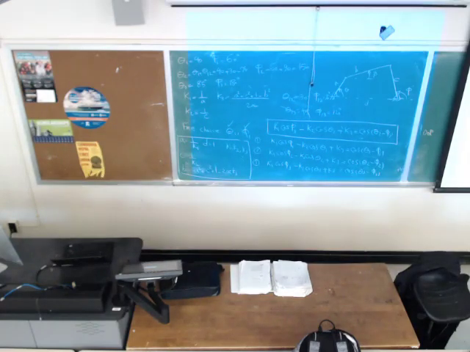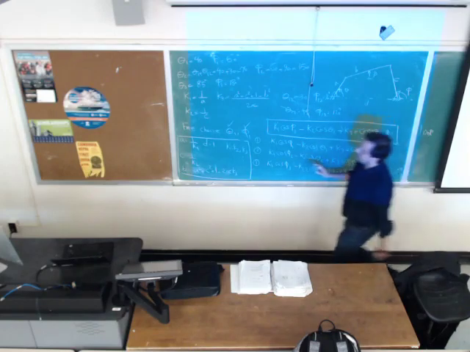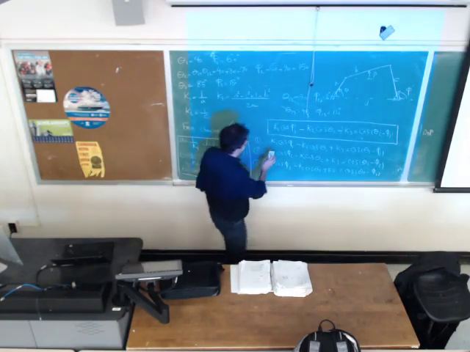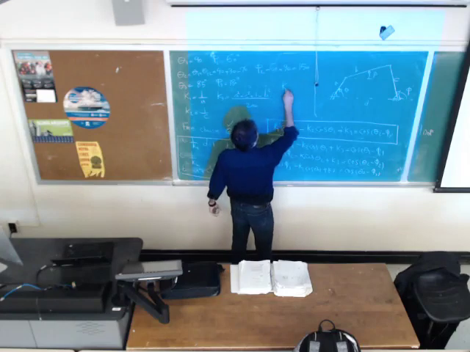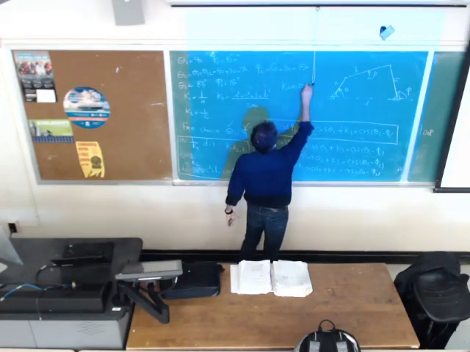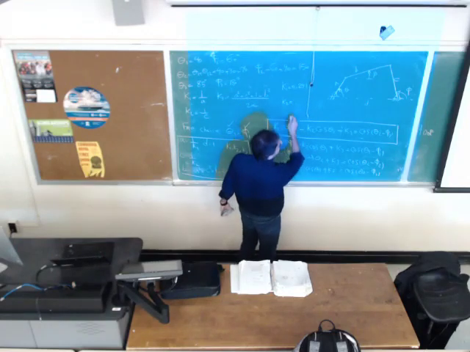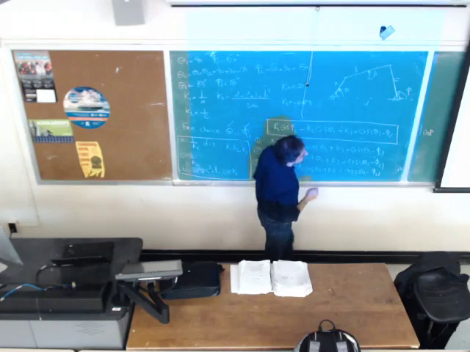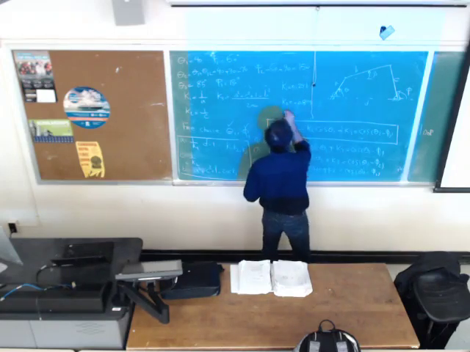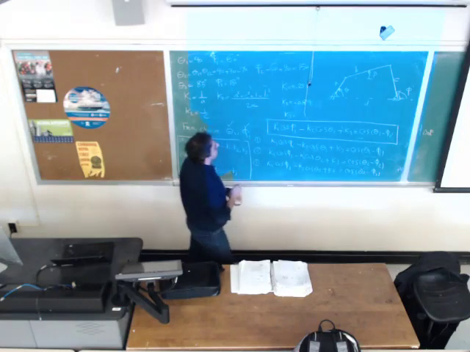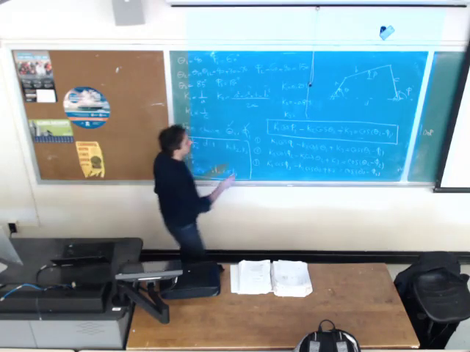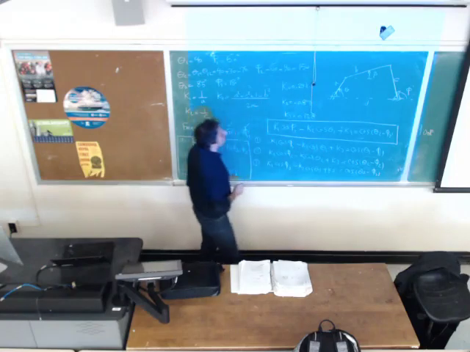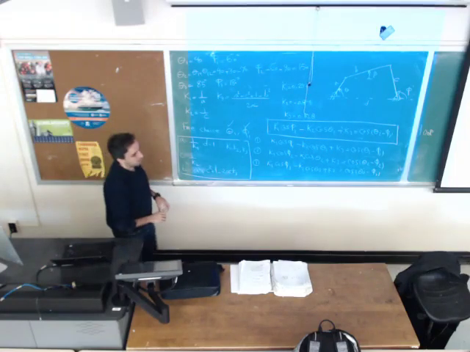I'm going to solve for K1, K2, and K3 using MATLAB or your calculator. You come out with K1 equals 0.291, K2 is negative 0.871, and K3 is 0.128. Why is there a negative? I'll talk about that.